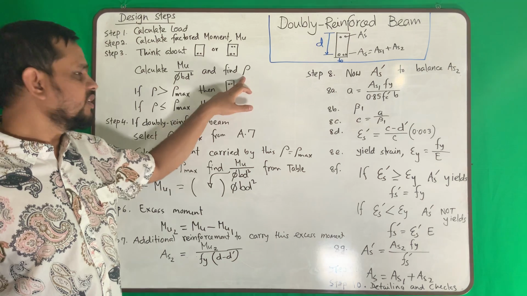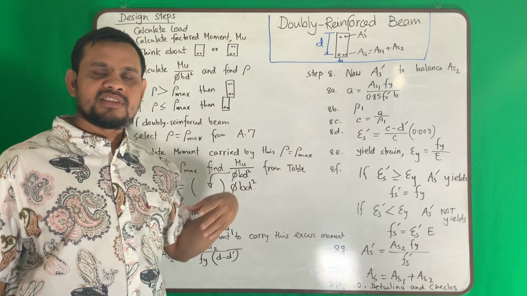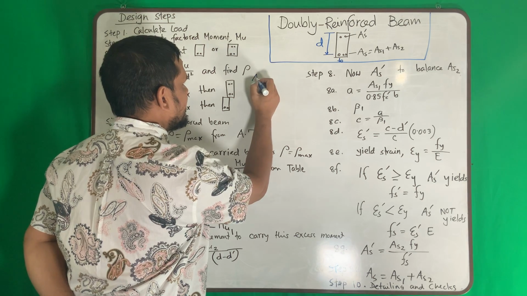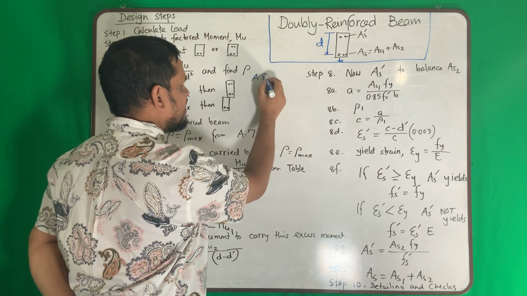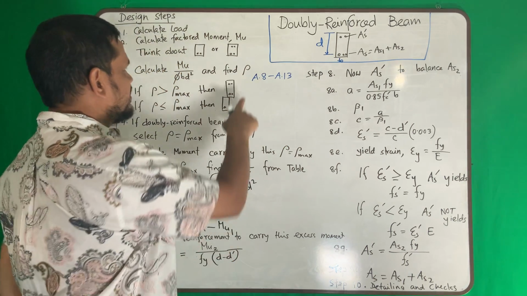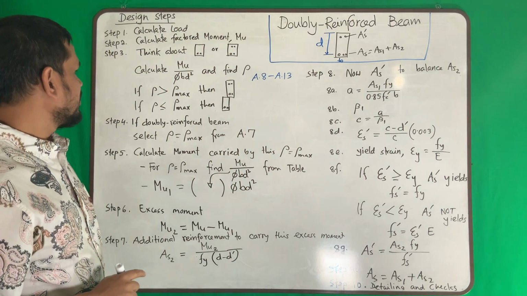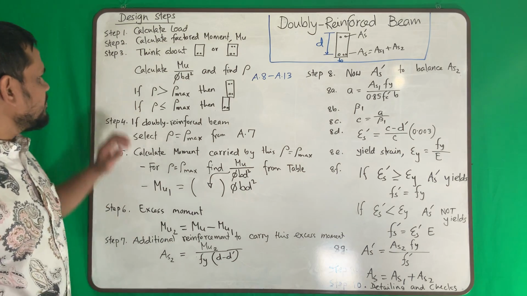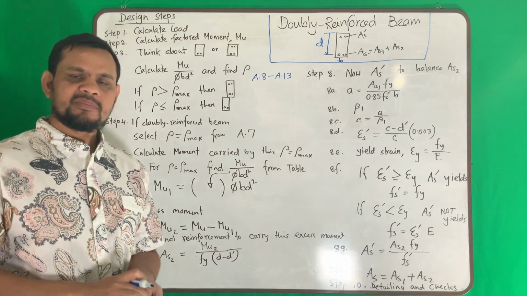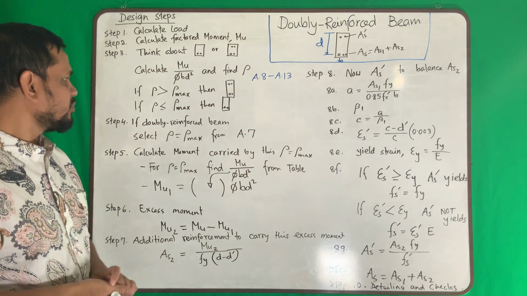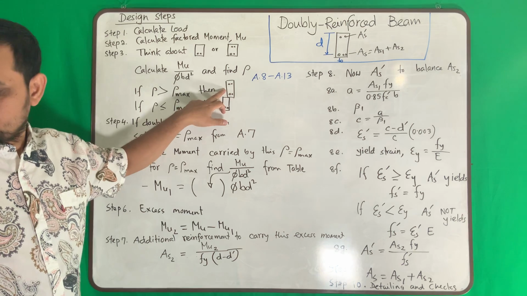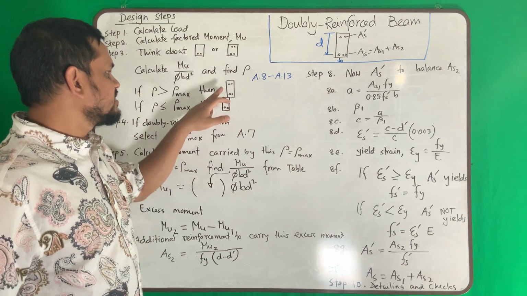Where can you find rho? In your book, in the appendix, there are so many tables. Say appendix tables, if I can remember, A8 to A13. So then you can find your rho. If your rho is greater than rho max, that means whatever maximum rho you can provide, if your rho is greater than this, that means no, your beam is not singly, it is a doubly.